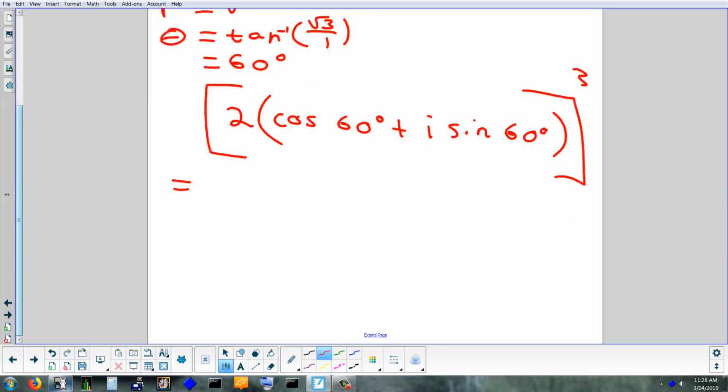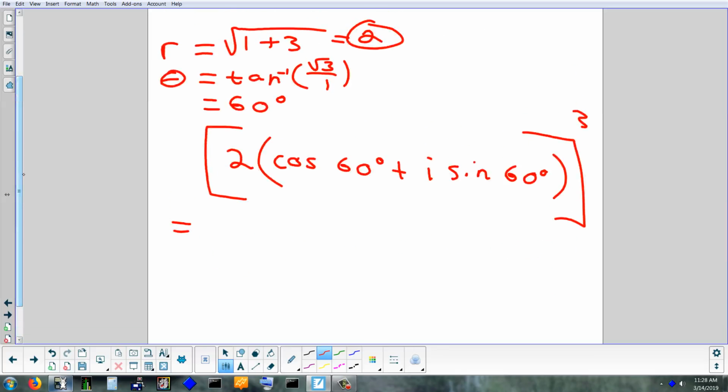So now this is the part that's quicker. So how do I get my radius using DeMoivre's theorem? You raise it to the power. Raise it to the power. 2 to the power gives me 8. So my radius is 8.